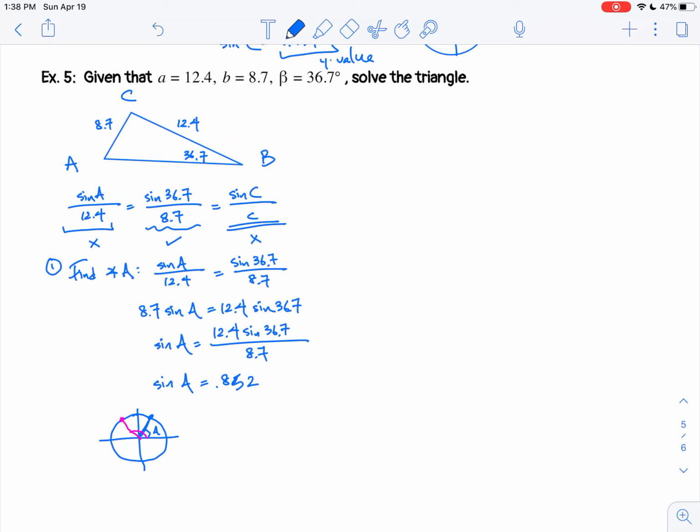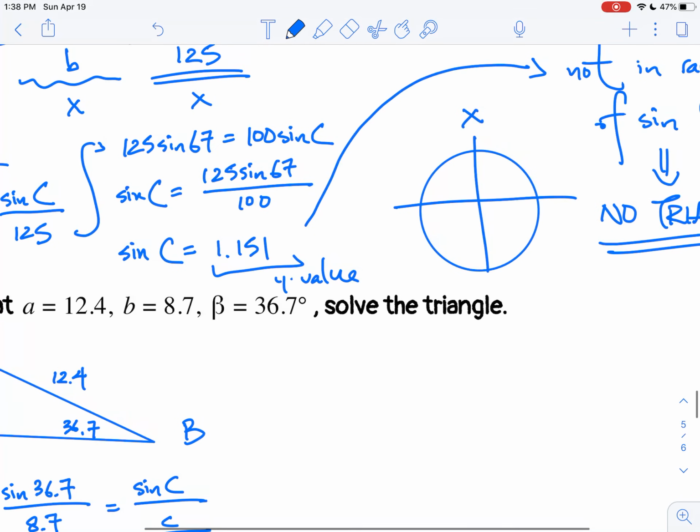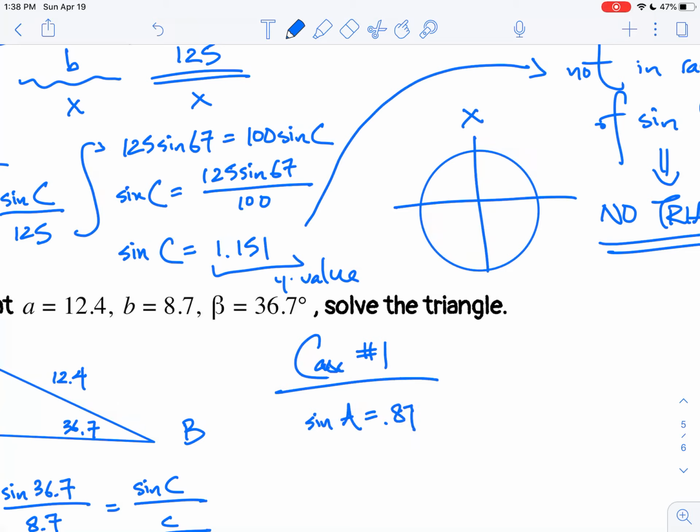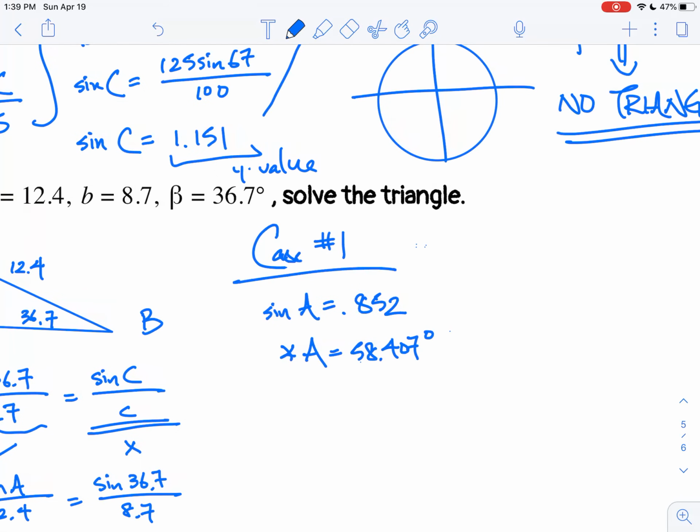Okay, in case the side by side was too confusing for you for example 3, I'm going to do case 1, and then I'm going to do case 2. Okay, so case number 1 is I just take sine of A equals 0.852. I type it into the calculator and it tells me that angle A equals 58.407 degrees. Okay, so I found my A.